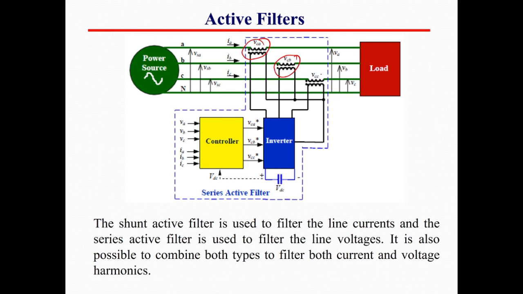Okay, so we know that the terminals of the filter are actually connected in series with the source. So the shunt active filter is used to filter the line current, and the series active filter is used to filter the line voltage. So this is used to filter the line current, connected in parallel. This is used to filter the line voltage, connected in series. It's also possible to combine both types to filter both current and voltage.